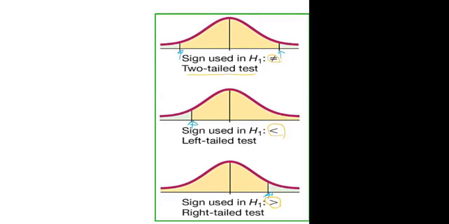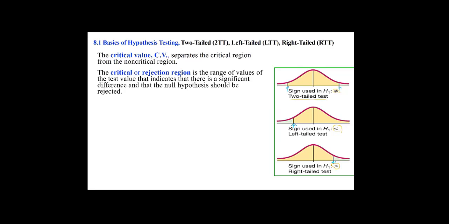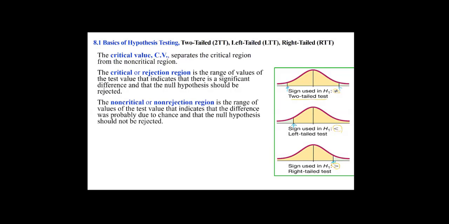So what does the critical value or values do? They separate the two regions, critical regions and non-critical regions. The critical value CV separates the critical region from the non-critical region. The critical or rejection region is the range of values of the test value that indicates that there is a significant difference and that the null hypothesis should be rejected. The non-critical or non-rejection region is the range of values of the test value that indicates that the difference was probably due to chance and that the null hypothesis should not be rejected.